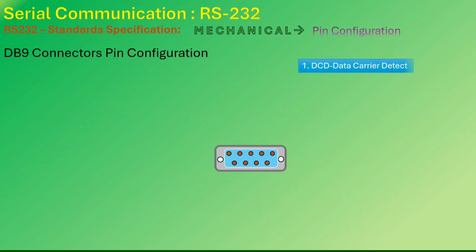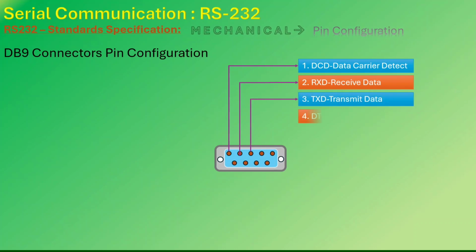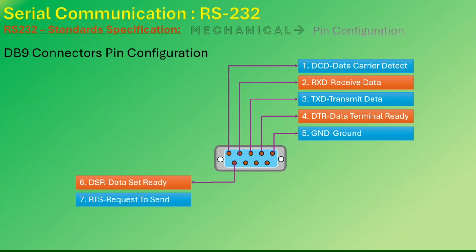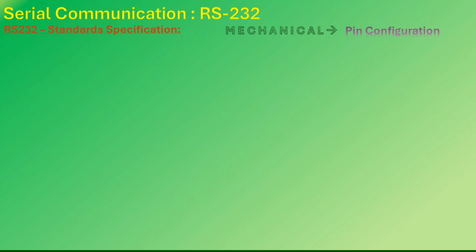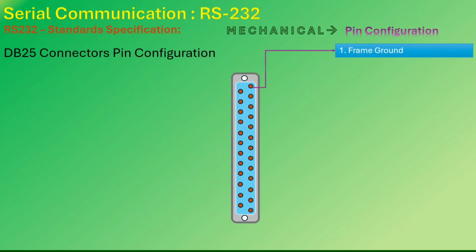Here is the pin configuration of DB9 connectors with pin description. Out of all pins, 3 pins are enough for data transmission, that are 2, 3, and 5. Here is the pin configuration of DB25 connectors.